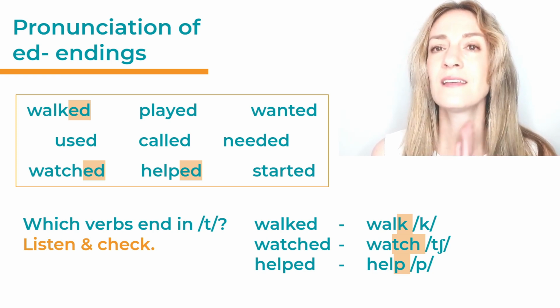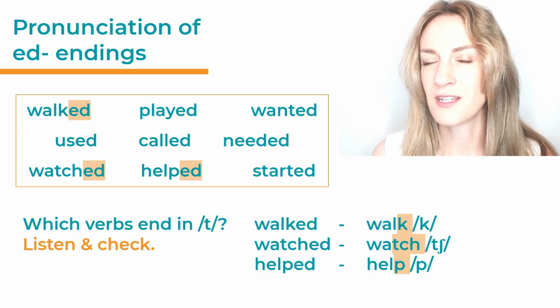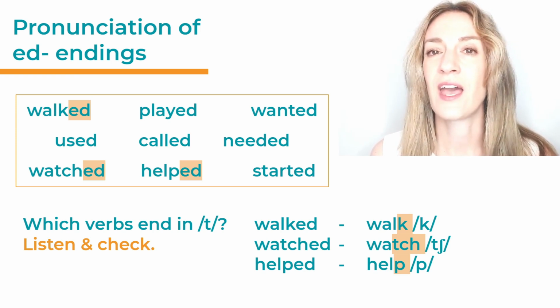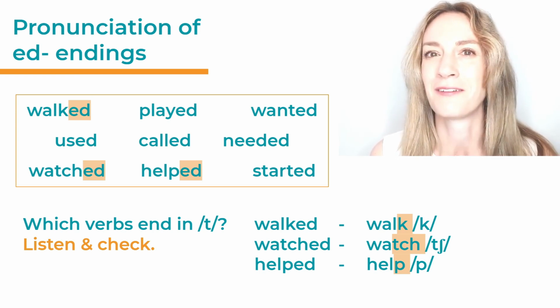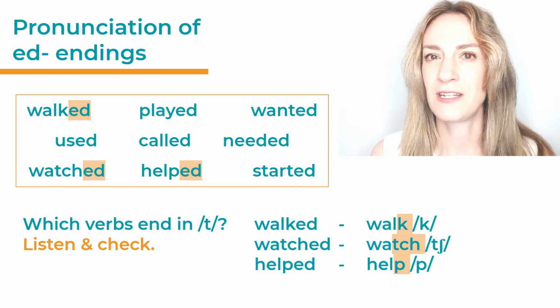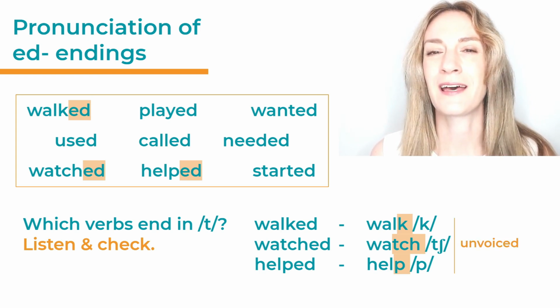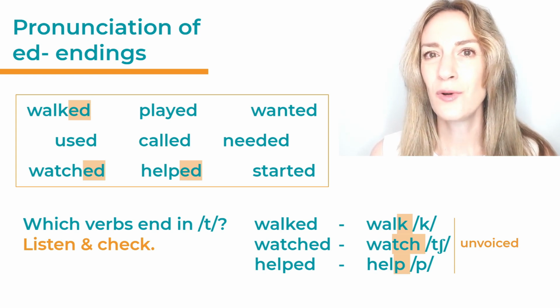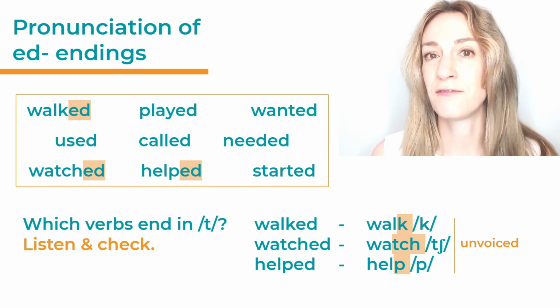and k is an unvoiced consonant as well. Now watched, the infinitive form is watch, and ch is the last sound, ch, also unvoiced. And last, helped, the infinitive form is help, and the last sound here is a p, p, is also an unvoiced sound. So all of those verbs end in unvoiced consonants in their infinitive form.